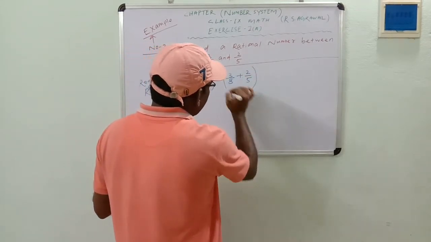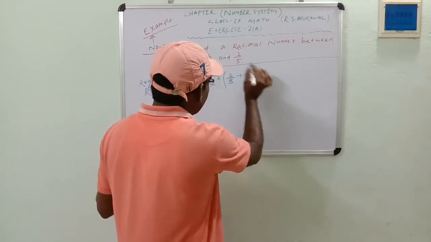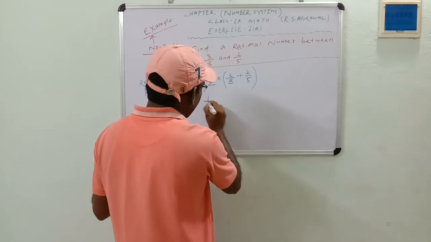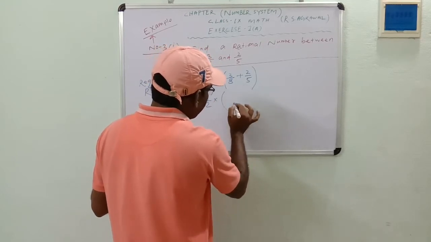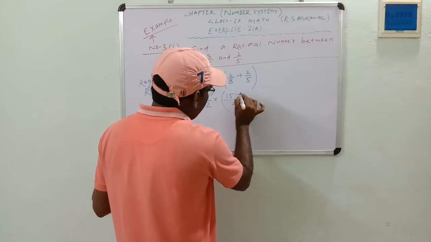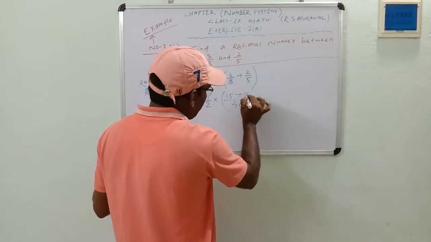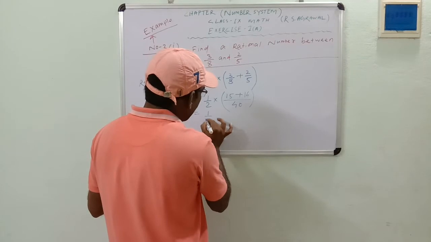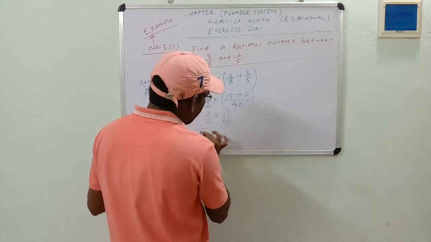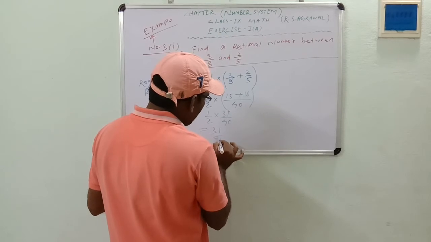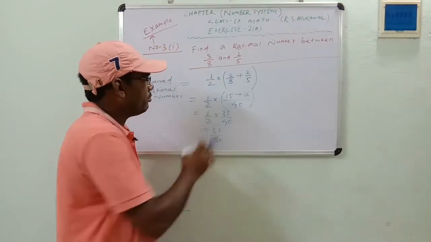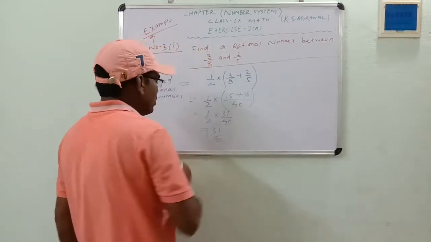Now add these two rational numbers by taking the LCM of their denominators, because the denominators are not the same. 1/2 into, LCM will be 40, in place of 3 it will be 15, in place of 2 it will be 16. 1/2 into 31/40, finally you get 31/80. So it is your required answer. It is the middlemost of these two rational numbers. So note it first.